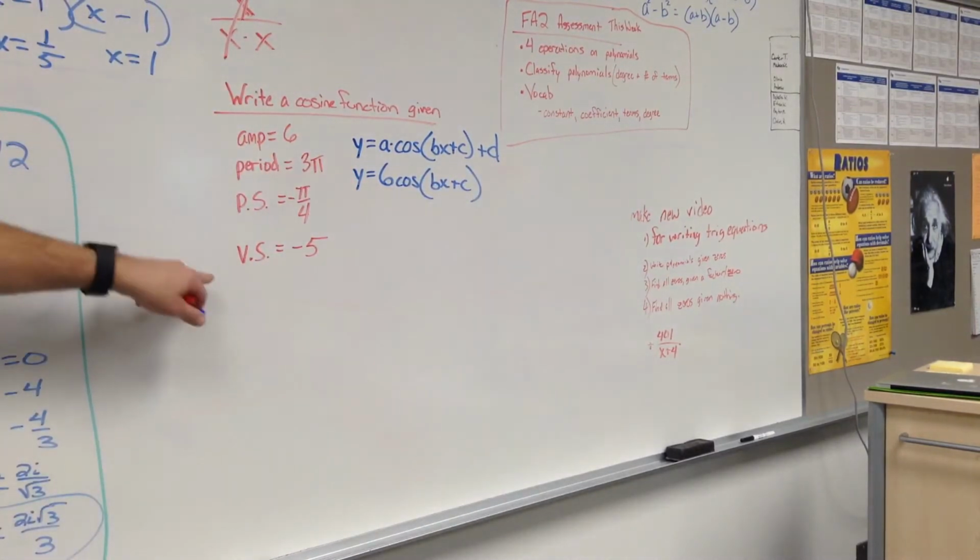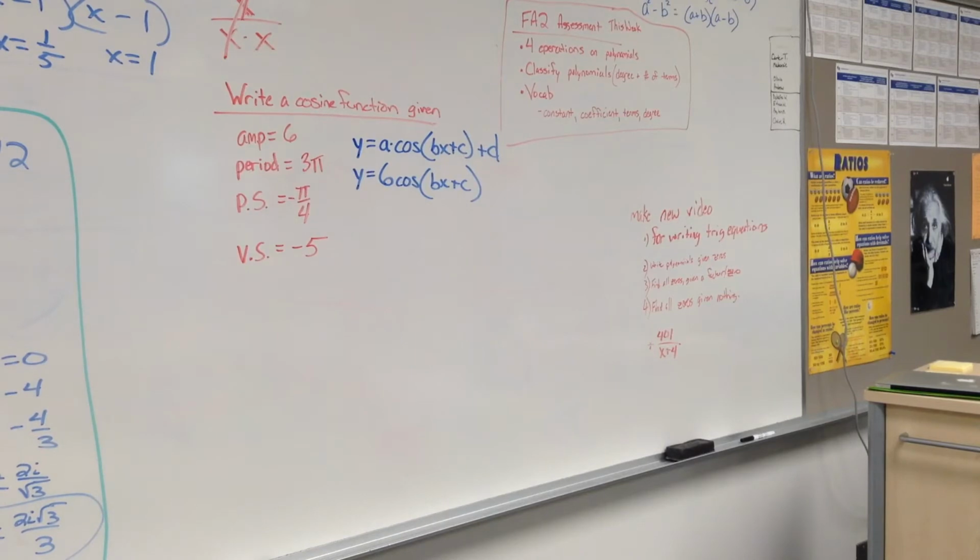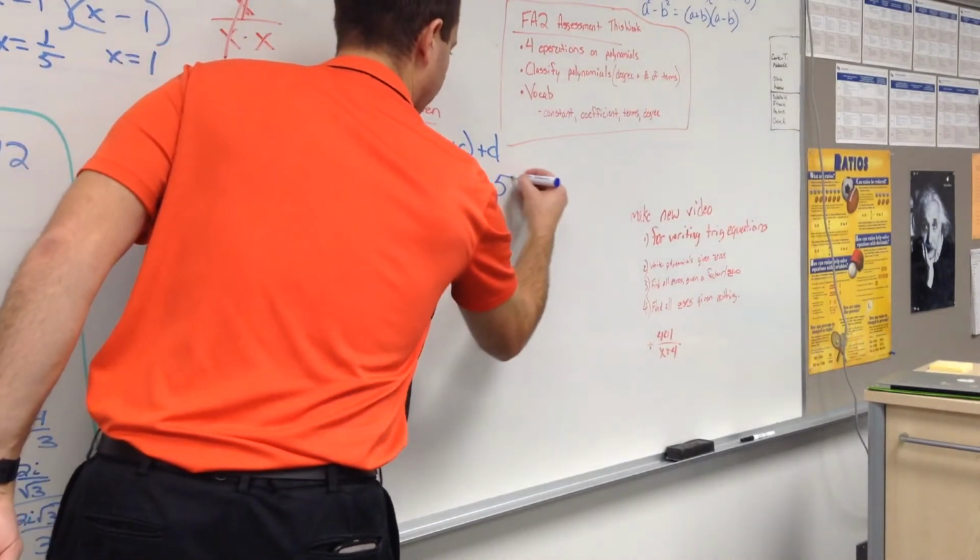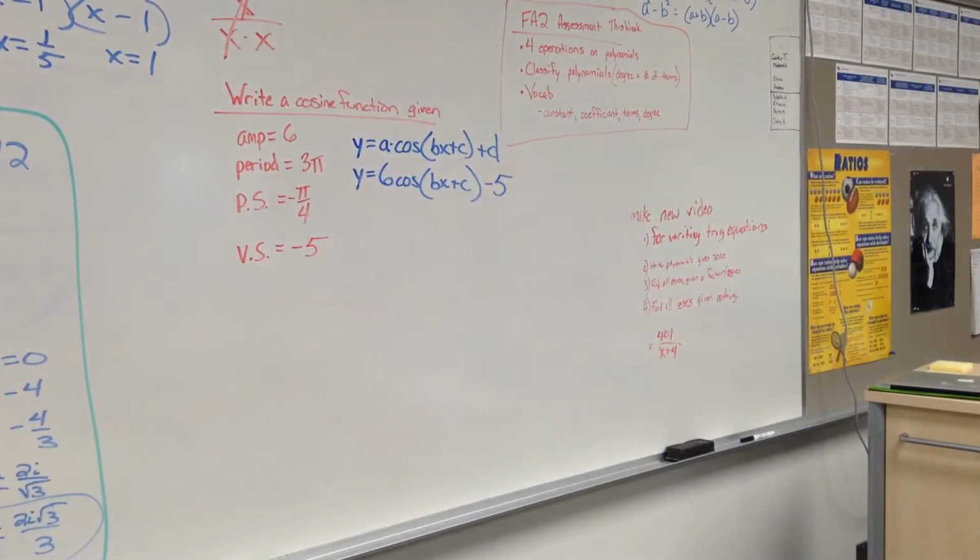And then the other easy one is our vertical shift. A vertical shift of -5 just means it's going to move down 5 units. So at the very back end, I'm going to put -5. So those are typically pretty simple to do. It's finding the correct B and C values, so that they have the correct period and the correct phase shift, where we typically run into some problems.